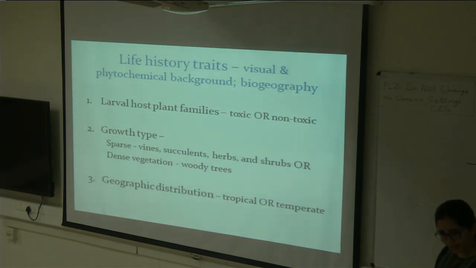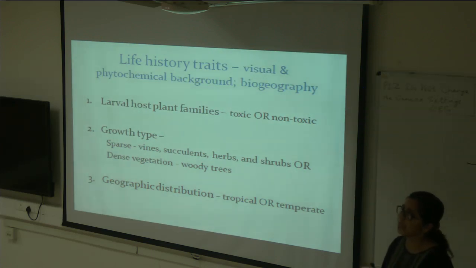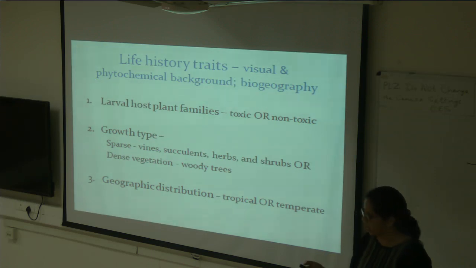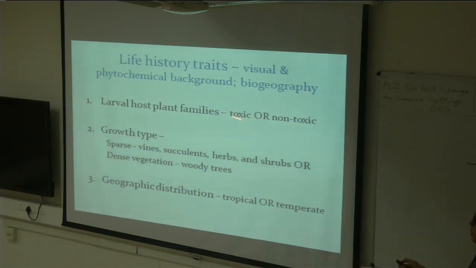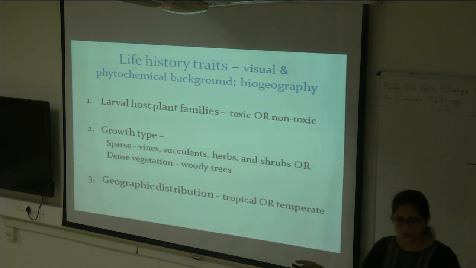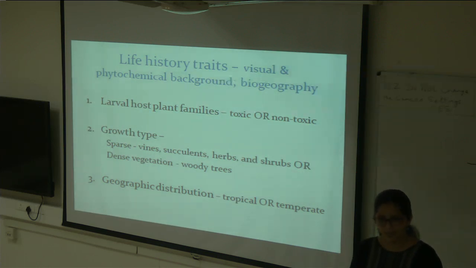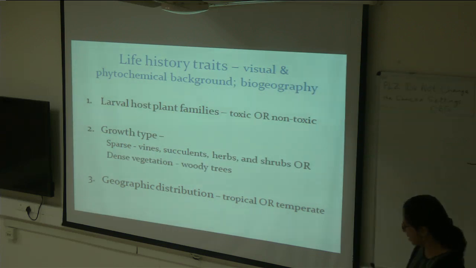What do they feed on? Is it a toxic plant where the caterpillar feeds versus a non-toxic plant? Because butterflies don't produce those toxins, they sequester those toxins from the host plant. So this would dictate if you have aposematic color pattern or not, because they have to feed on toxic plants. Growth type, do they feed on dense vegetation versus sparse vegetation? Predation pressure would differ, right? Predators seeing the caterpillar would be different depending on the background on which these caterpillars or pupae are sitting or feeding. So that could also influence what color defense strategy the species uses at that particular stage.